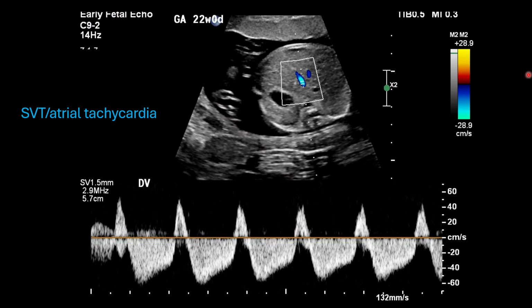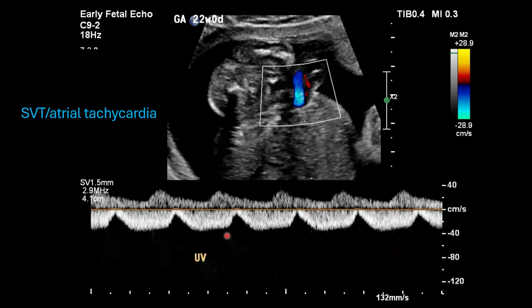And when we look, we can see on the DV there are flow reversals, atrial pulsations that transmit all the way back to the UV, and this is indicative of high right atrial filling pressures and high filling pressures in the heart in general. This is most likely a long-standing SVT that's incessant and has been continuous for some time.